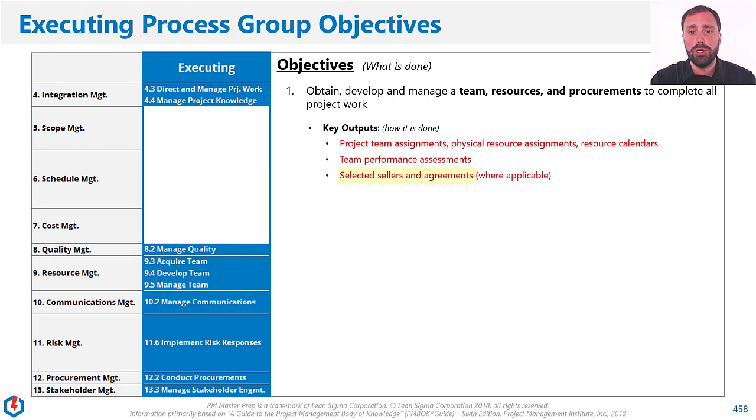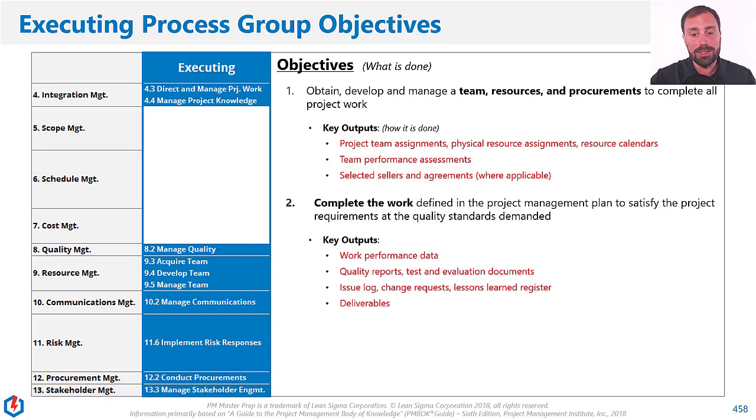So one of our outputs could be selected sellers and agreements where applicable. That's down in our procurement management knowledge area, saying we're strategically using these procurements to serve our project. Okay, so that's where we're building our team, both internal and external, to get us going there. And why are we doing it?